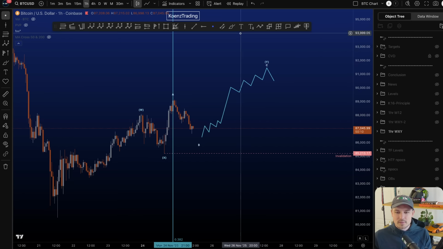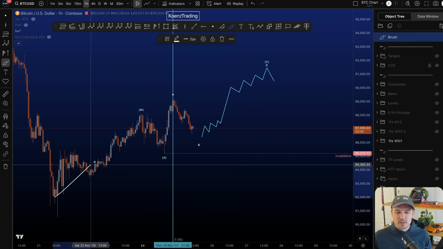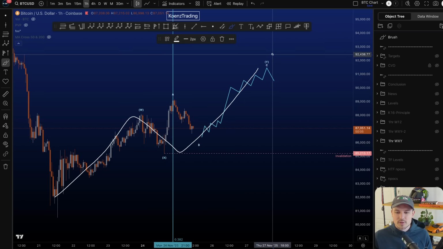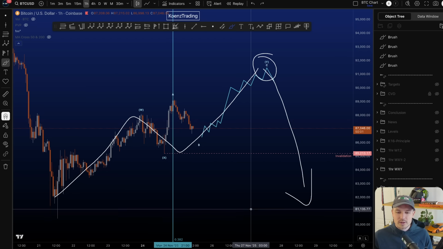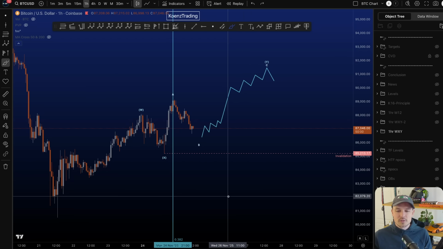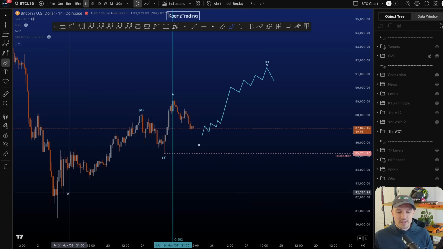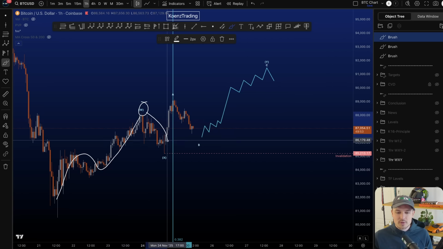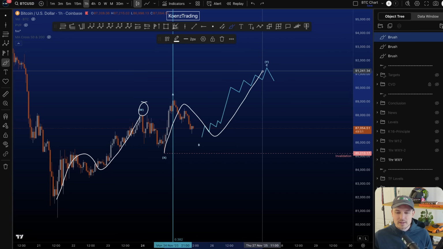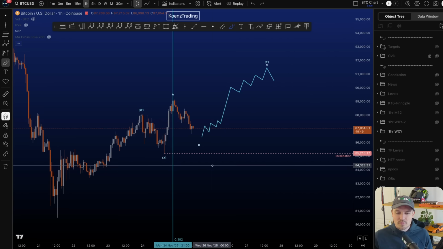Starting with the first scenario, which is a WXY double zigzag. It's a larger three-wave corrective structure to the upside, and once finished, you look for price to move down and create another low. A WXY double zigzag has internally a zigzag in a W and a wave Y, so an ABC zigzag in W, then you have wave X, and then another ABC zigzag in wave Y.